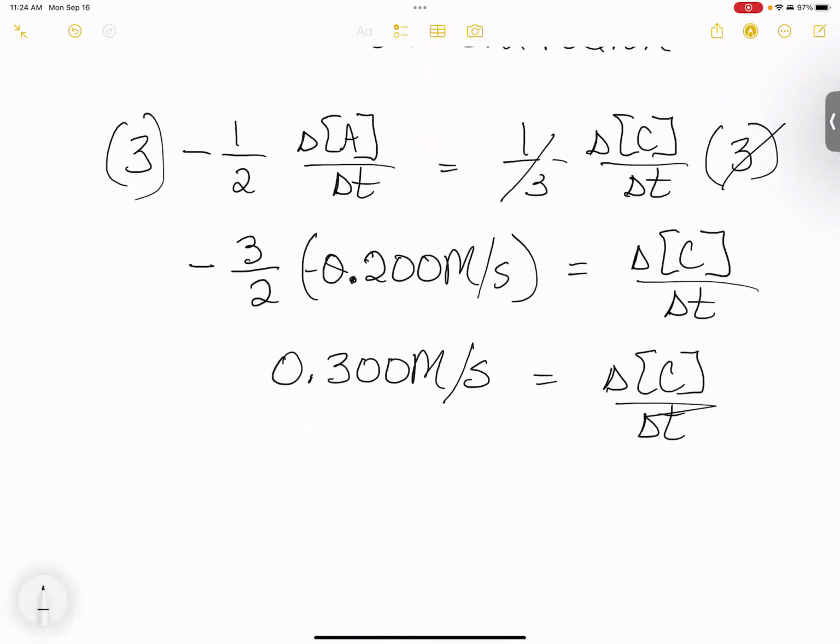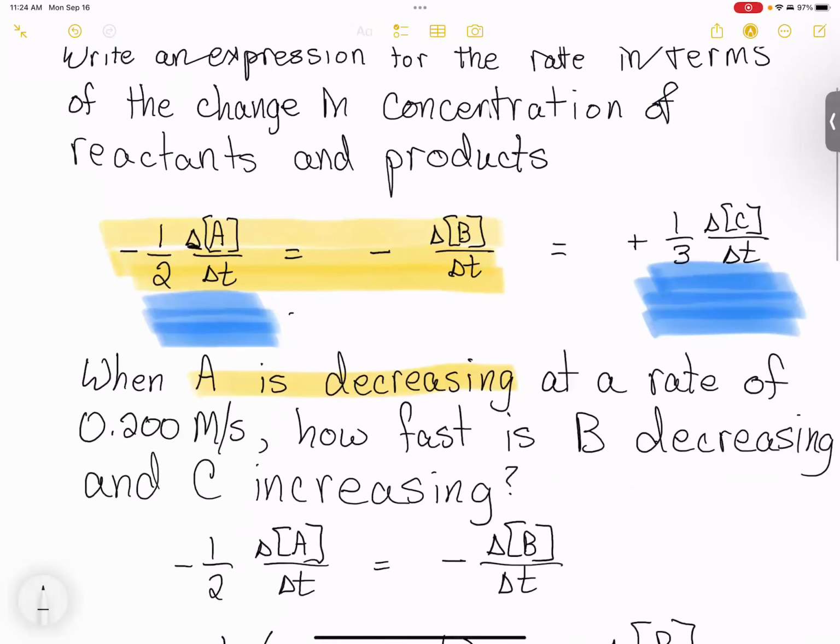So for calculating how fast C was increasing, you don't need it at all. No, because with this equality up here, you can take any part of the equality and put it together. So I can use A and B like I did the first one, or I can use A and C, or if I had known B, I could have done B and C. So you only need 2 parts of the equality.